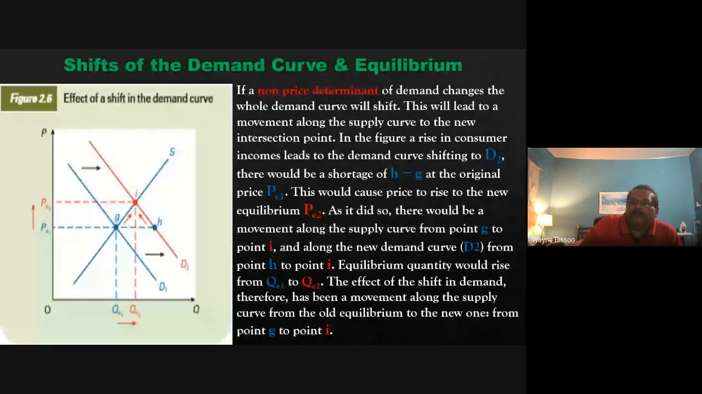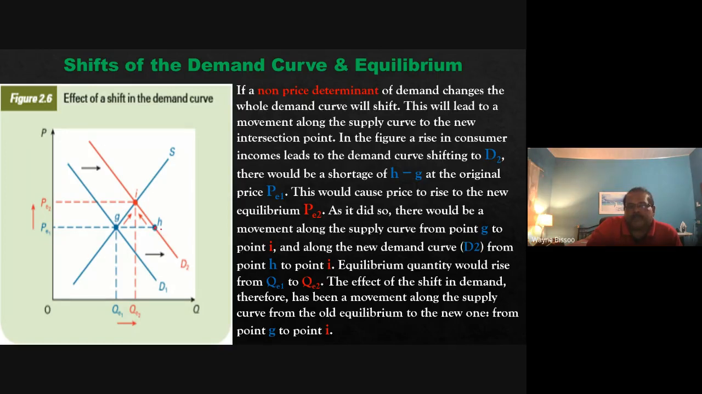Right. So in the figure, a rise in consumer income leads to the demand curve shifting to D2. So we move from D1 to D2, and what they're saying is that in this case, what changed was consumer incomes. All right. That would lead to a shortage at that lower price. So people are still expecting to pay this price, but because their incomes have gone across from D1 to D2, demand has increased at all prices. This here would be a shortage.